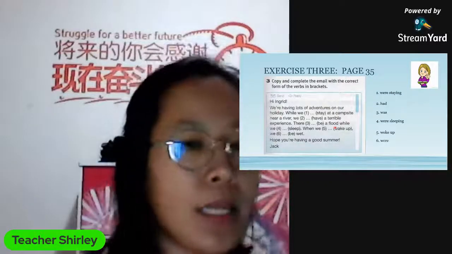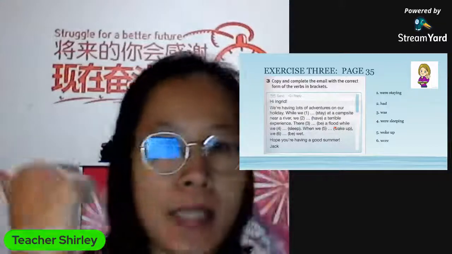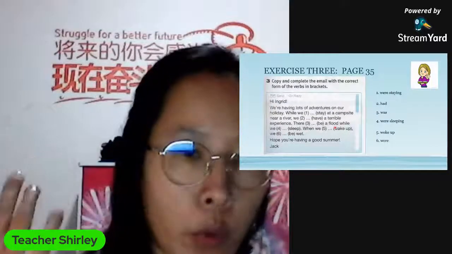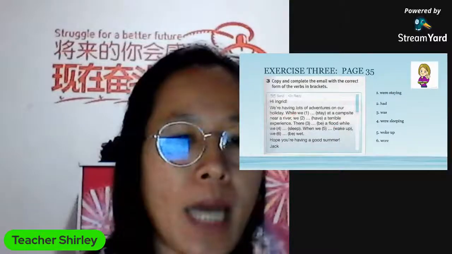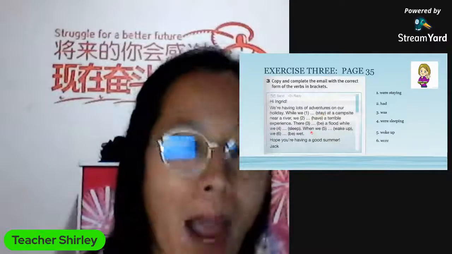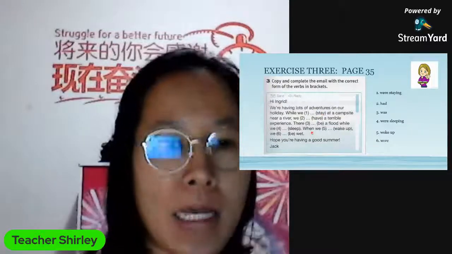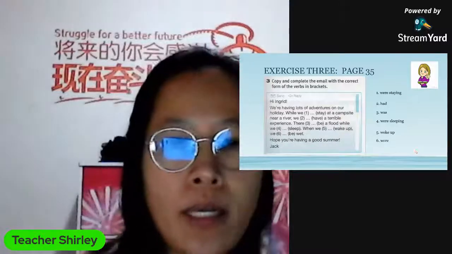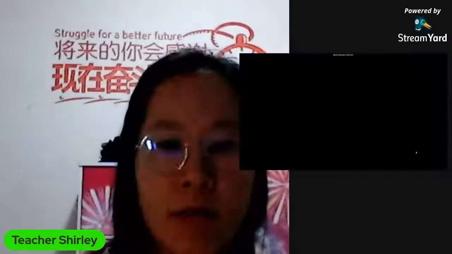Okay, jadi pelajar-pelajar, cikgu harap boleh faham untuk past tense dengan past continuous, dua-dua menunjukkan perkara yang telah berlaku. Tapi kalau kita nampak perkataan while, kita akan gunakan past continuous. Kalau kita nampak when, kita akan gunakan past tense. Okay, so we have come to the end of our lesson.